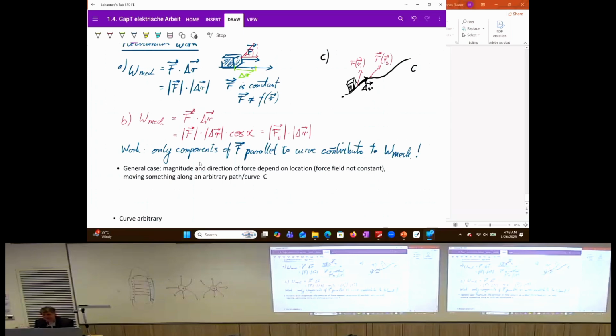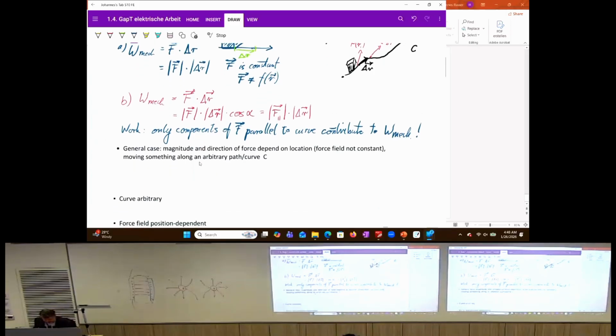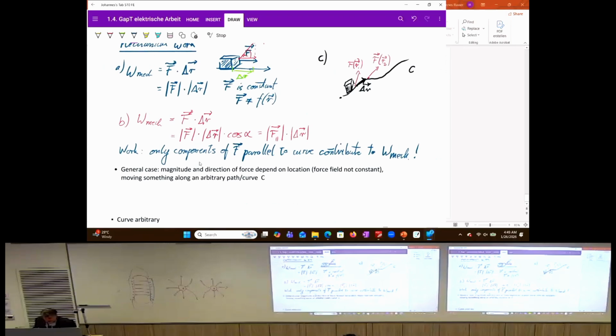So at every instant you have to see how the force has changed, how the curve parameter has changed, and you always have to project it on the tangential component of the curve. And then you integrate over it. So the general case is that the magnitude and direction of the force depend on the location. This is what I've sketched up here. That means the force field is not constant. And if you move something along an arbitrary path or curve, then you have to take that into consideration.